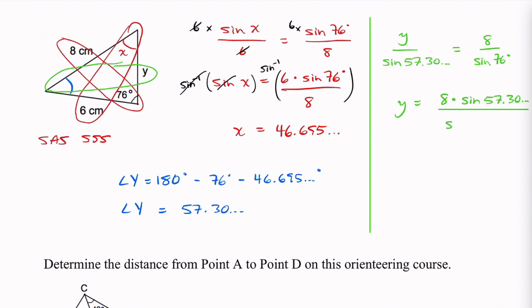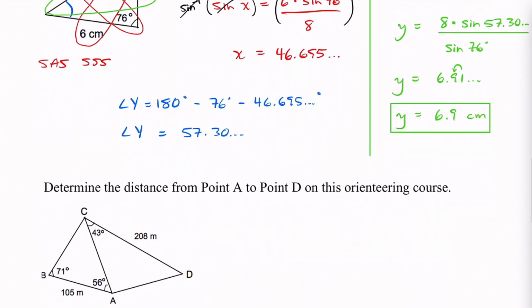All divided by sine of 76 degrees, and then we'll throw that all into our calculator. And when you throw that into your calculator, you're going to get about 6.91. And then rounding this to the nearest tenth, the 1 is not going to round up the 9, so y is equal to 6.9, and our units, these were all in centimeters.